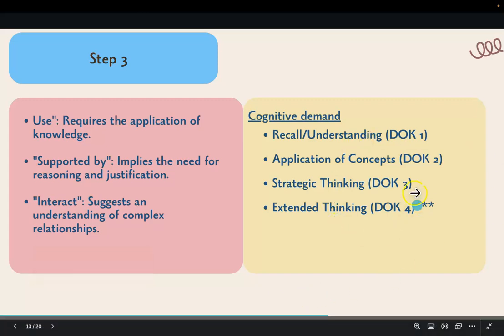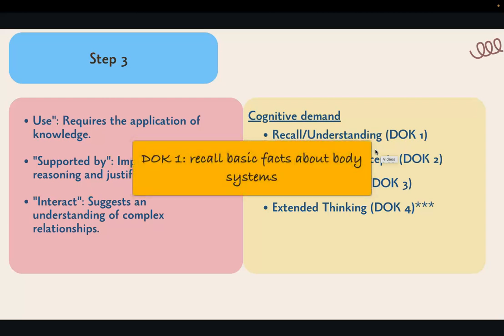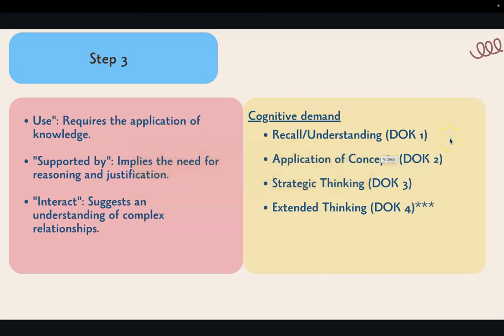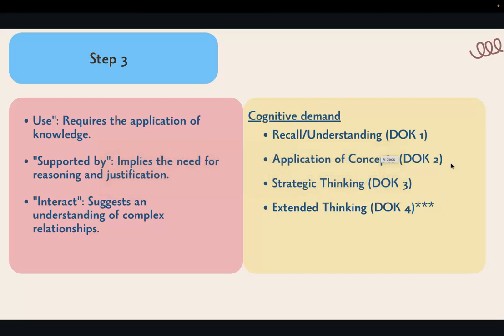So here, the recall or understanding, DOK1. So for me here, that would be students will have to recall basic facts about the body systems and subsystems, including roles of cells. So that would be recall and understanding. And then their DOK2 would be application of concepts. Here, students may need to apply their understanding of how the body's subsystems function together. So they will have to be integrating their knowledge of cells, tissues, organs, and systems.